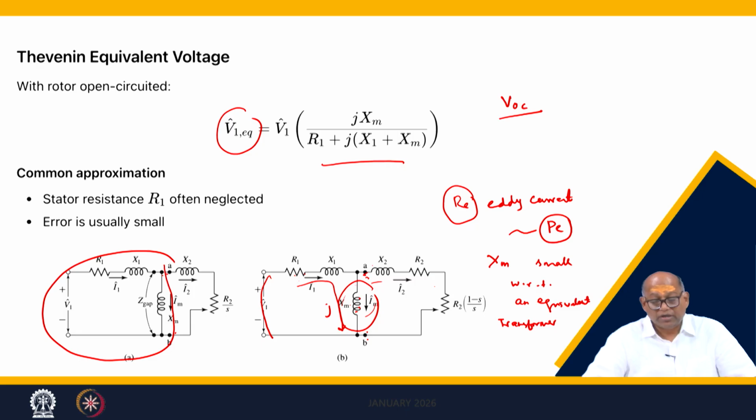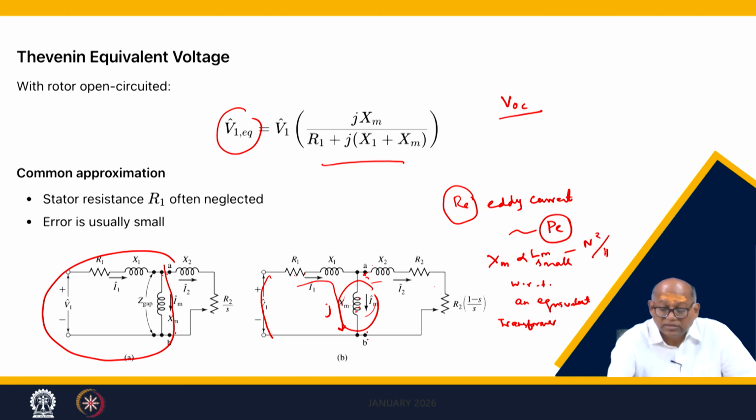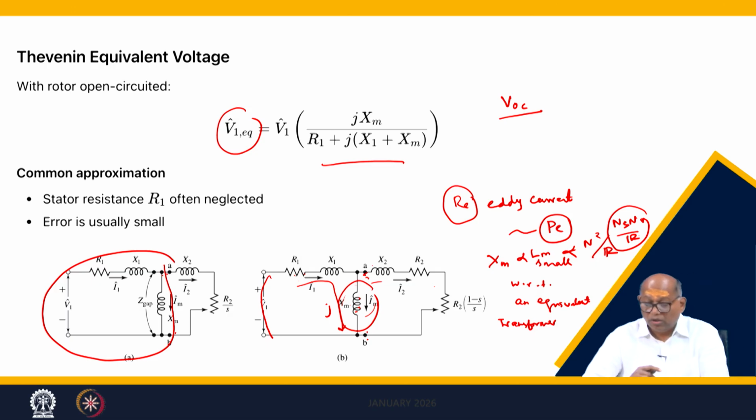Remember this, because Xm is proportional to Lm. Lm is proportional to the number of turns squared by reluctance, that is N squared by reluctance, or Ns into Nr by reluctance, the stator and rotor turns multiplied, by reluctance. Reluctance is large because of the air gap, because it is proportional to the air gap length, and the permeability of the air gap is very low. So, the reluctance is more, therefore Xm is low.